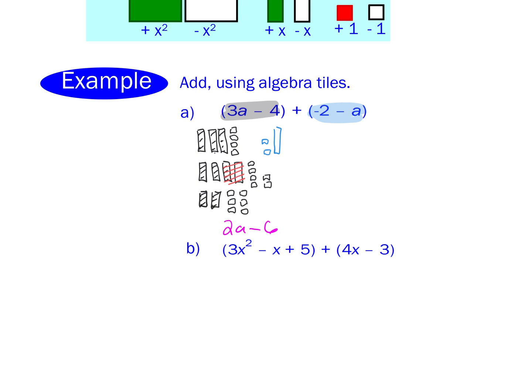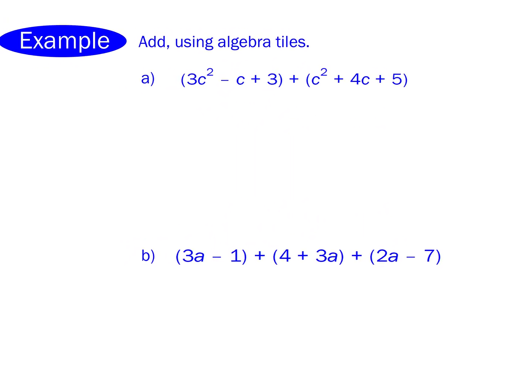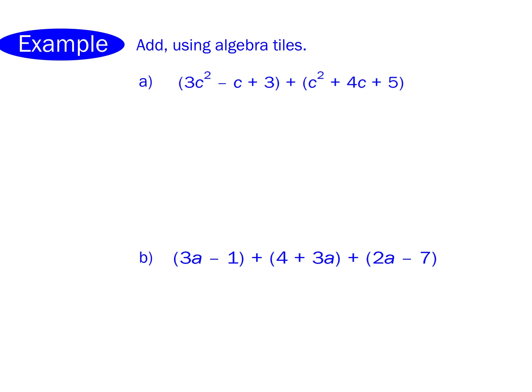All right. In the interest of time, we'll skip the second example. We'll go right to the 2 examples on the reverse side, and we'll do both of these. So we'll take a look at that first one. It's 3c squared minus c plus 3.